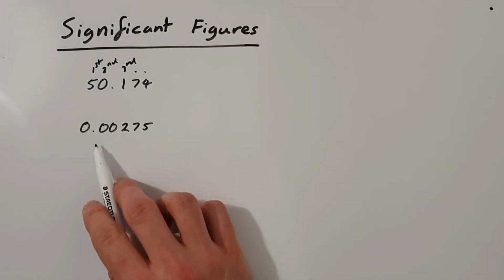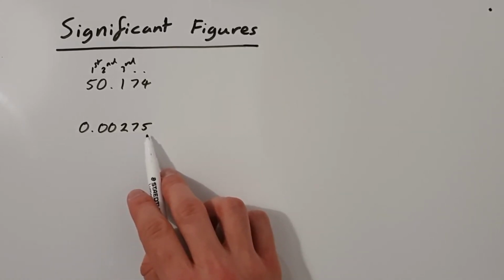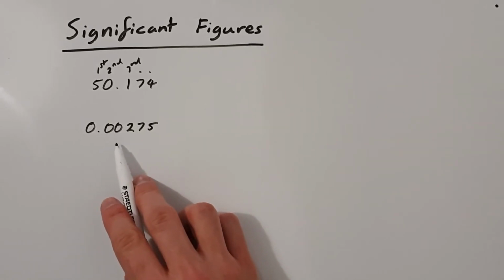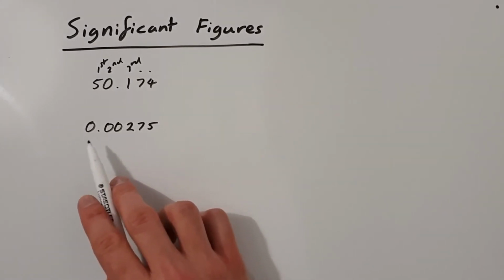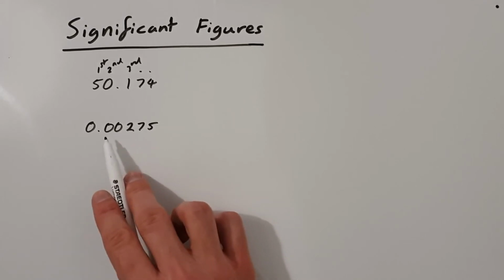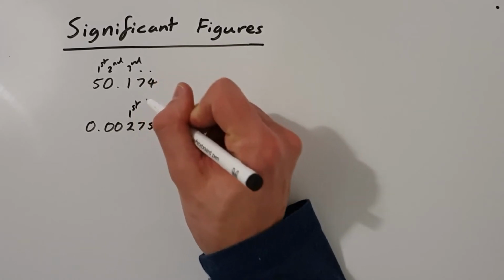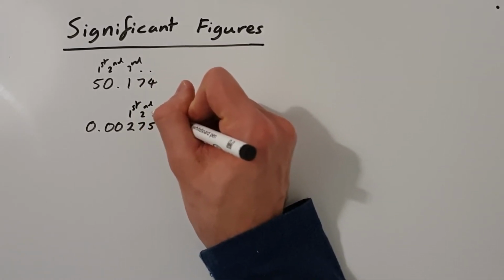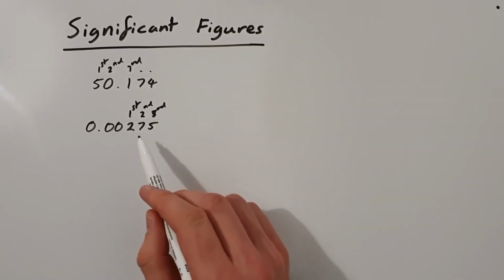This one though, for example, so here we have 0.00275, okay? So if we have zeros at the start of our number, these ones do not count as our significant figures, okay? So our first significant figure is the first number above 0, and in this case it's 2. So this 2 is our first significant figure, the 7 then becomes our second, and the 5 becomes our third. Okay? And that is how significant figures work.